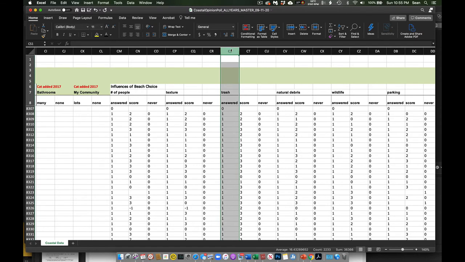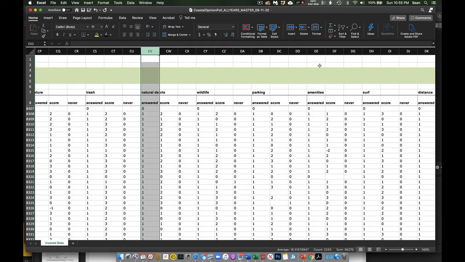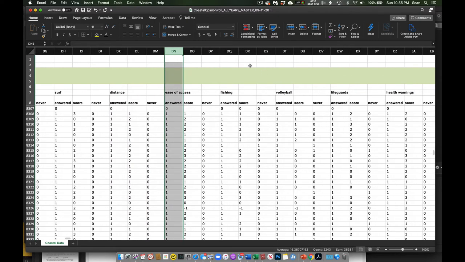Trash: how important is it that the beach is free of trash? How important is it that there is natural debris and natural aspects, wildlife present, parking, or relatively easy parking, amenities such as food stands and things of that nature, surf, how far it is from where you had to travel from your home to get there, how easy it is to access the beach, how good it is for fishing.